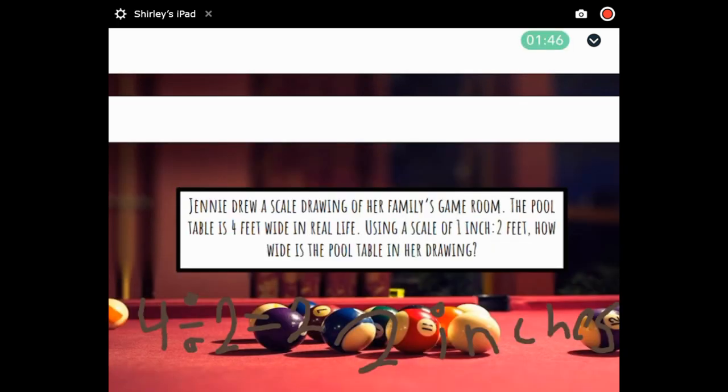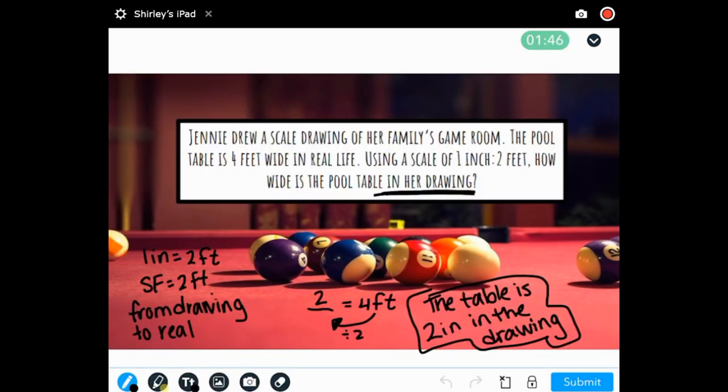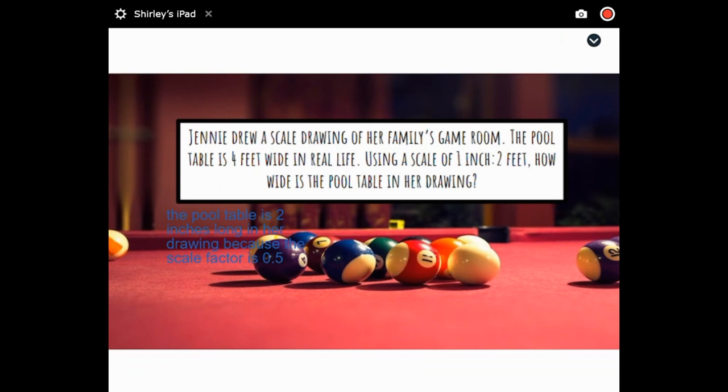However, there is another way to think about this, which one of your classmates is noticing. So if you take a look here, it says the pool table is 2 inches long in her drawing because the scale factor is 1/2. Okay, so that idea of dividing by 2 is the same thing as talking about a scale factor of 1/2. So if I go in reverse from feet to inches and do 1 inch divided by 2 feet, that gives you that scale factor of 1/2. So it's the same thing, whether you're thinking in the divide by 2 range or you're talking about multiplying by 1/2. Both really good approaches.